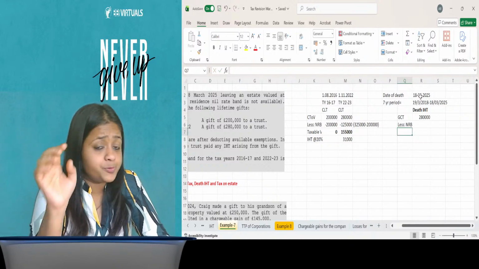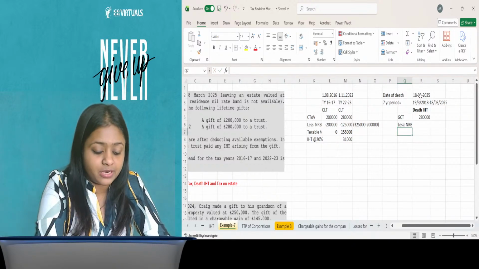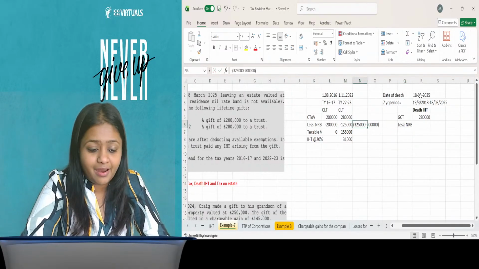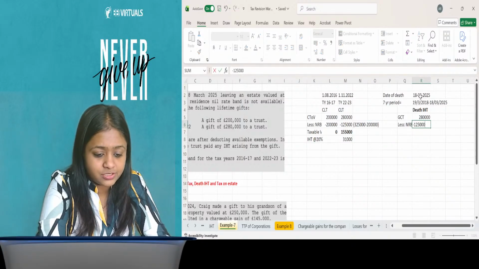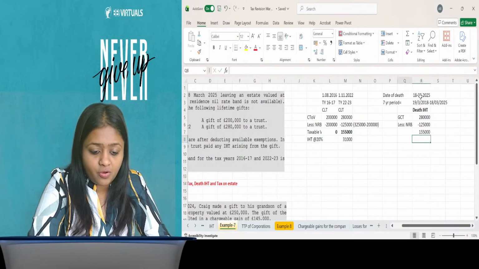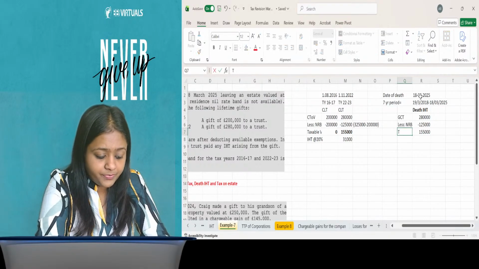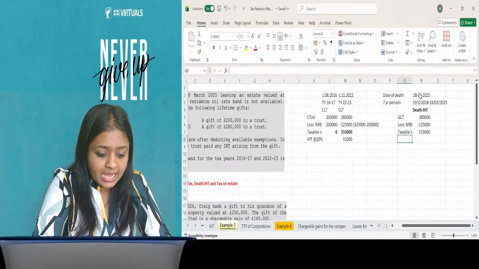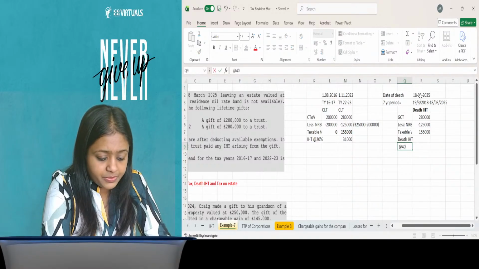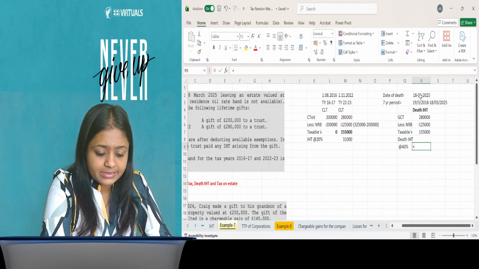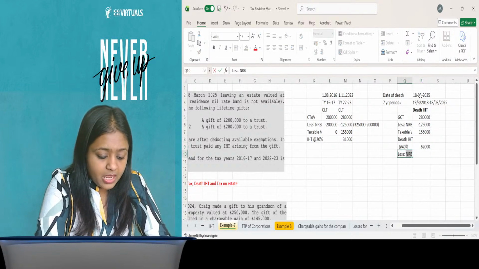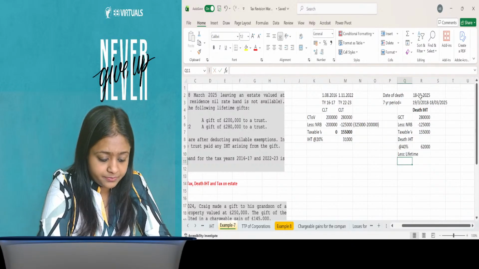Remember that trust transfers are always chargeable transfers. You cannot always leave from it. So you will have the same NRB here like we had, 125,000. That will not change. Now again you reduce it. So on the same amount, which is your taxable value, you will calculate death IHT. Death IHT is at the rate of 40%.